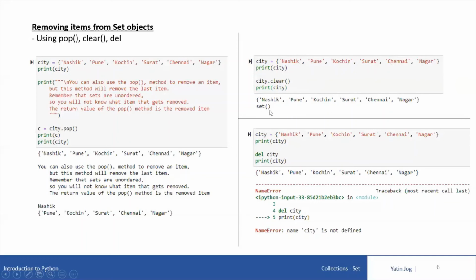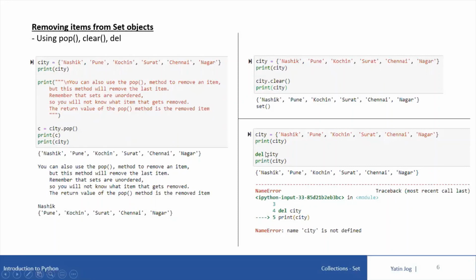Now look at the third code, how to use del function. As we have used del with the string and lists also. City equal to, we are declaring 6 cities in this set. If I say print city, it will display all 6 names. If I say del city, that means I'm trying to delete the city object. So it will delete the city object.